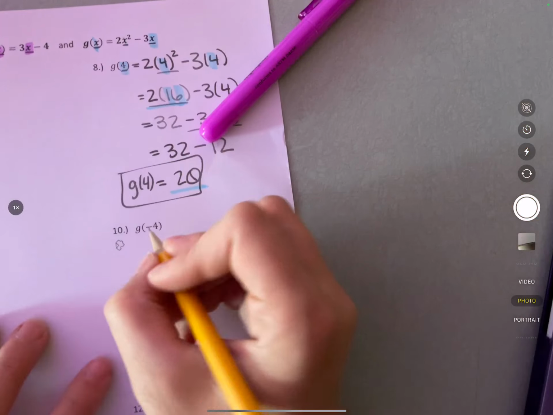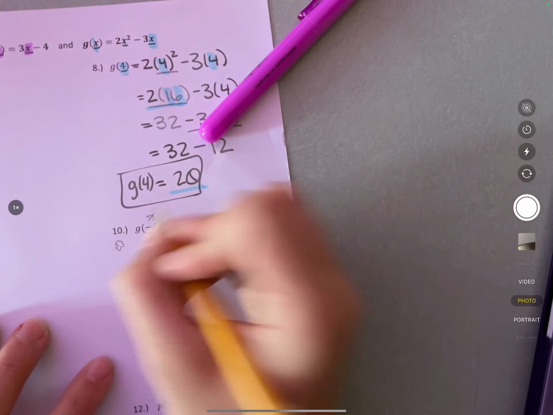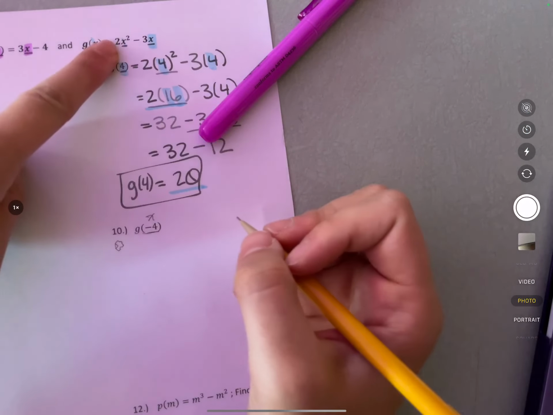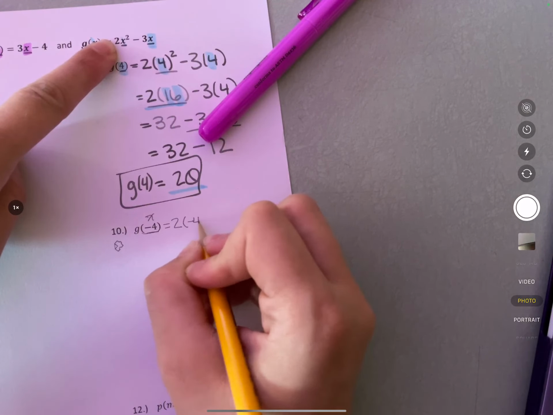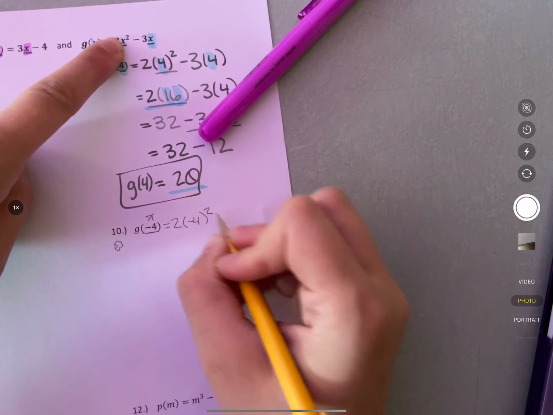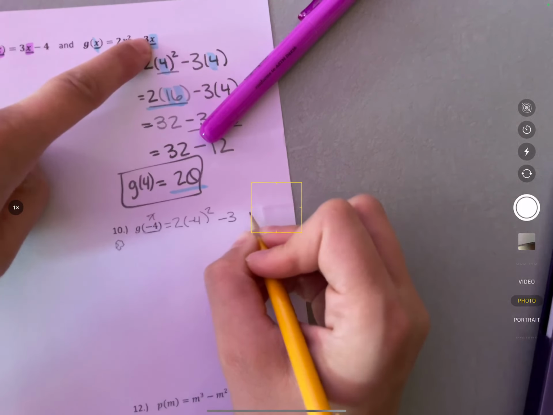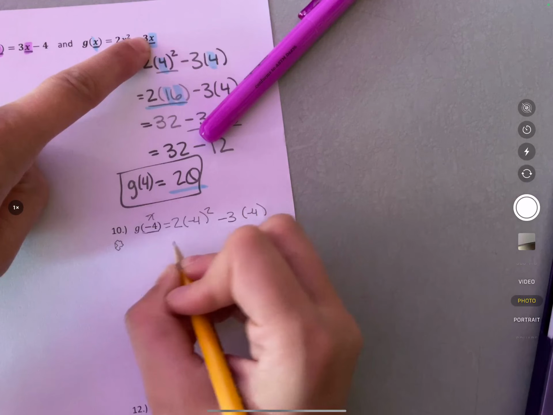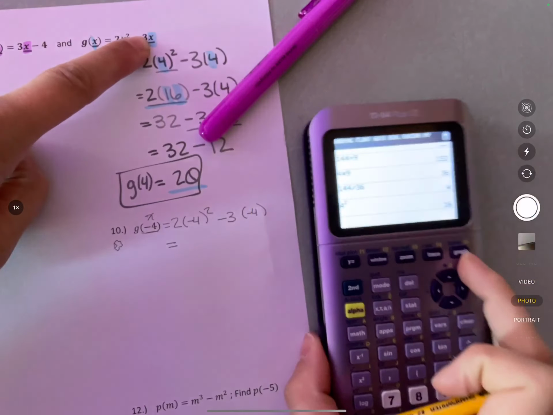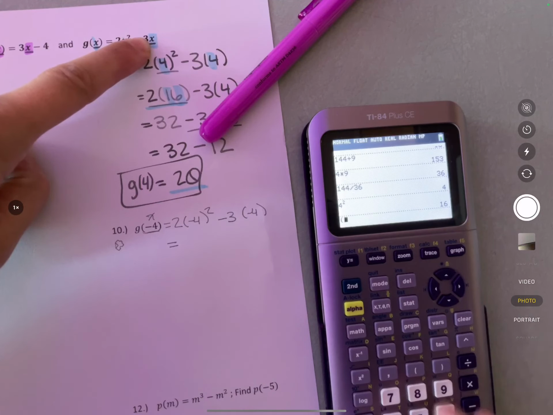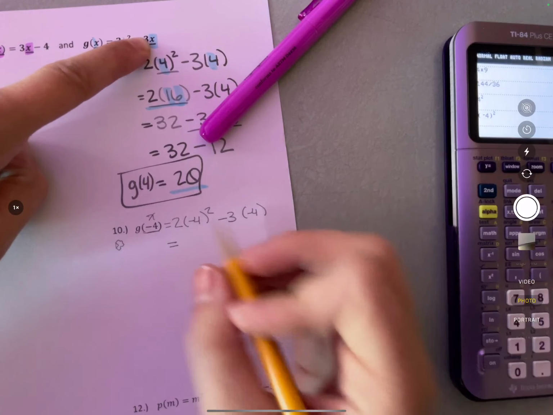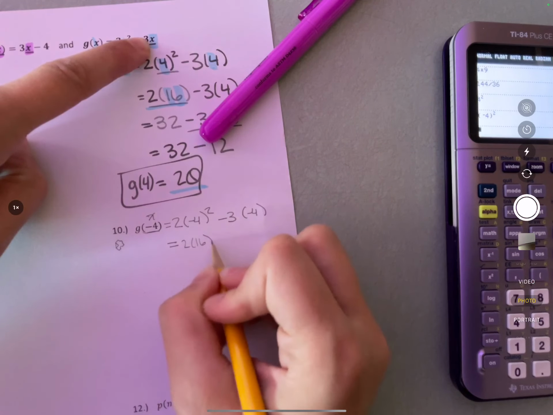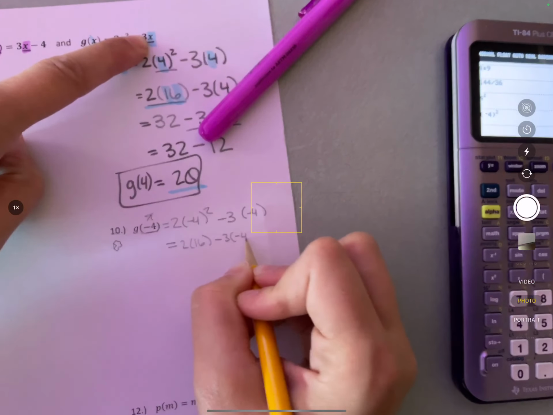So this time it's asking me to replace all the x's with a negative 4. So using my equation, I have 2, replacing my x with a negative 4, square it, minus 3, and then replace the x with a negative 4. And now I do some math. So negative 4 squared. You always want to put, if you got to square a negative, put it in parentheses, and I got 16. So I got 2 times 16 minus 3 times negative 4.